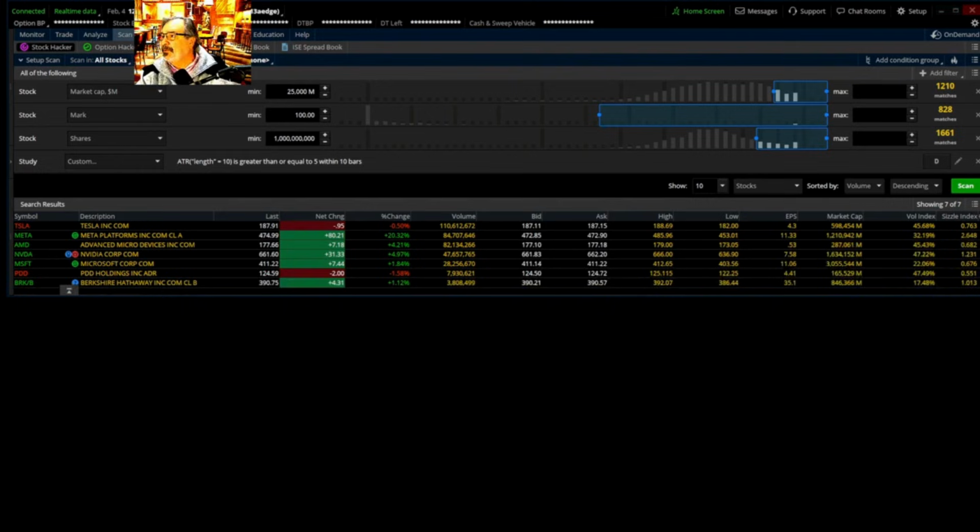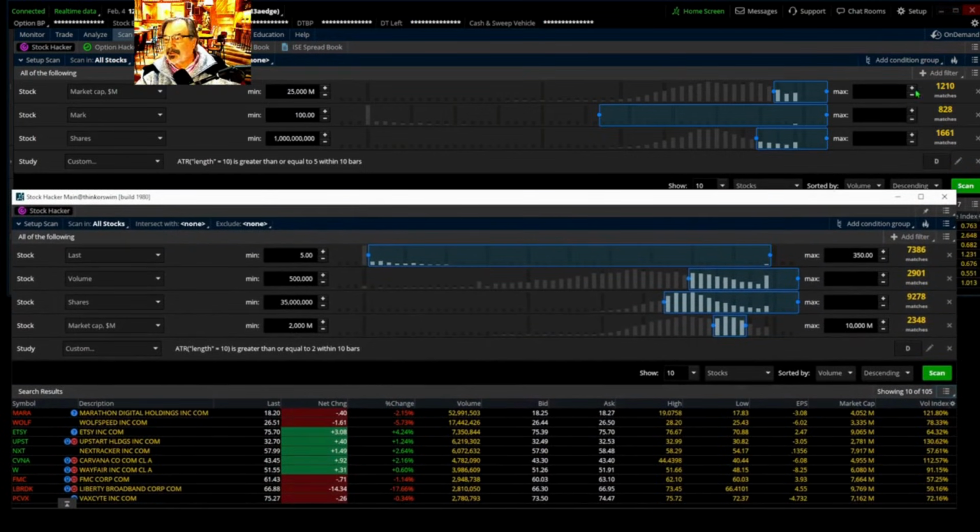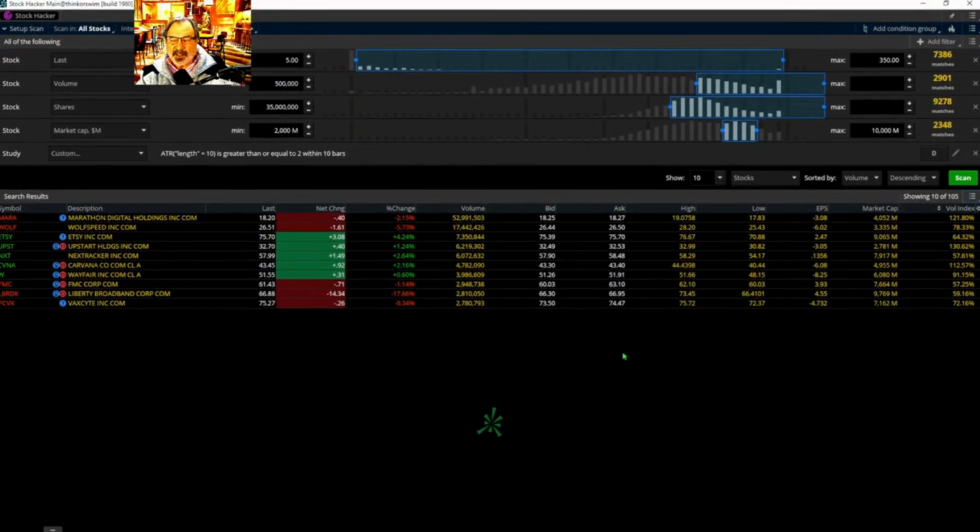Now let me move to another one. Let's go to mid cap. And those of you that are waiting for the exciting open one, it will be coming up. So we're going to reset. I'm just going to show you the other settings now. I'm not going to type them all in again. So now this one is set for mid cap.